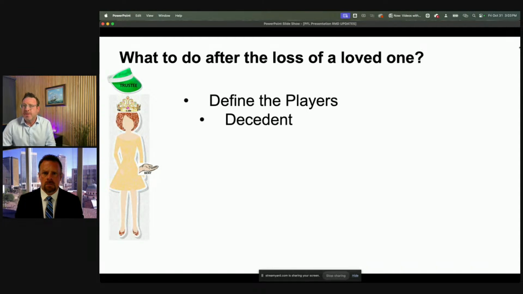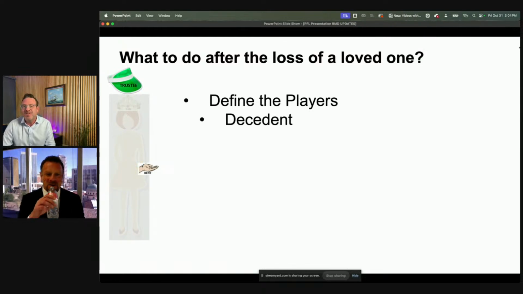All right, let's define some of the players. Decedent. What is a decedent? Have you heard that word, Ryan? Oh, yes, all the time. It's the person who's passed away, and the family and heirs are trying to settle their estate, correct? Correct. The dead person. So I use this little ghost to kind of represent when someone's passed away.